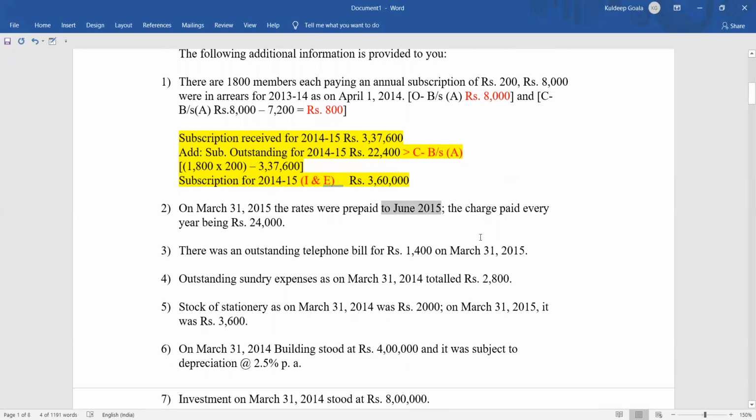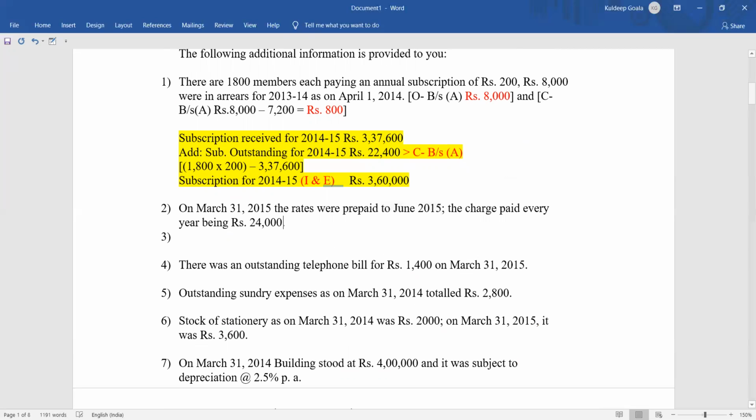So it is 31st of March, but we have paid the rates up to June 2015. That means how many extra months? March is our year ending, so after that, April, May, June, 3 months, 3 months extra advance we have paid. Advance rates have been paid for 3 months.